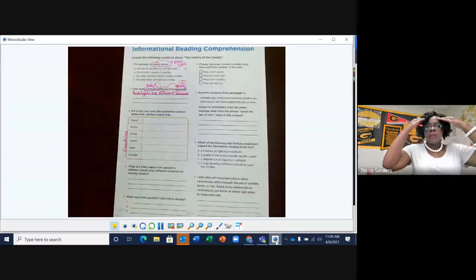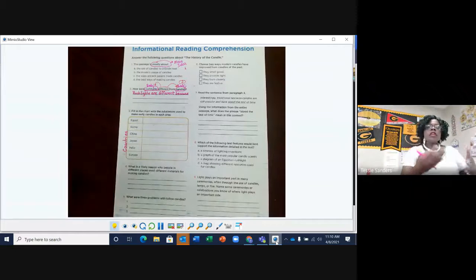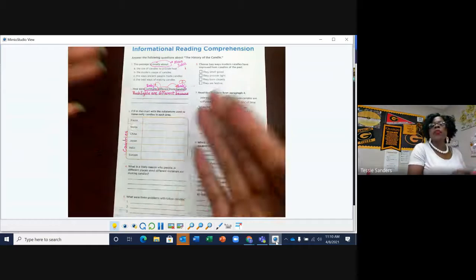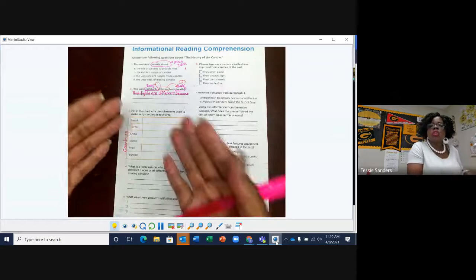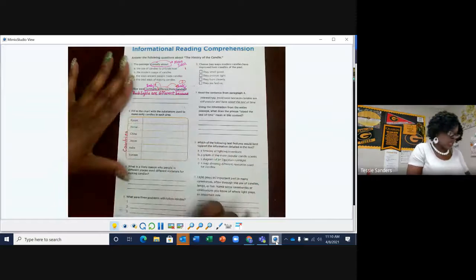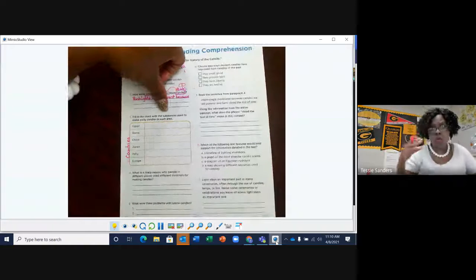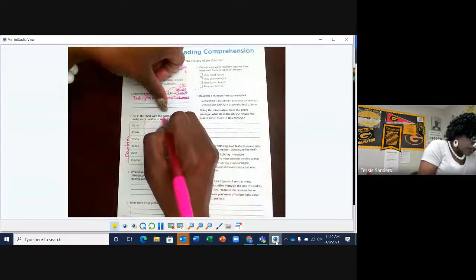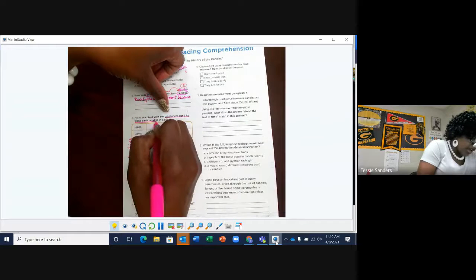So let's say you have a problem focusing, you have a problem paying attention. Then you need to underline what it is the author needs you to do in order to answer this question. How are we to answer this question? What are we looking for? We're looking for what? Substances used to make early candles.